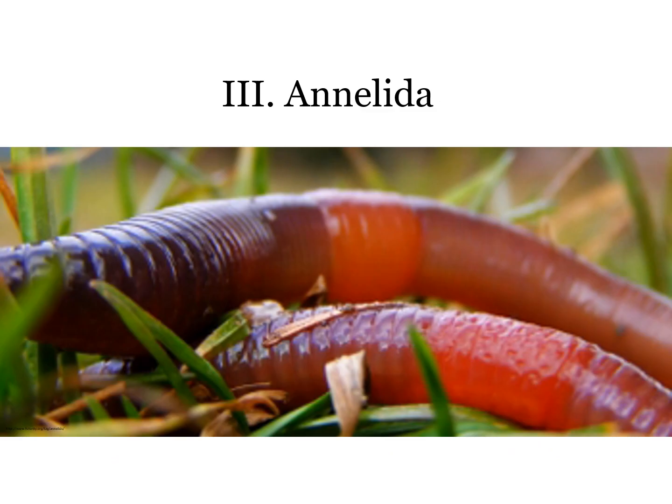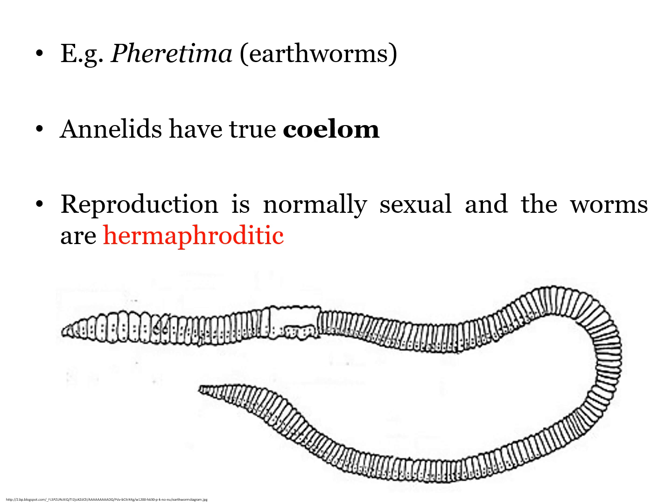Moving on to the next group, Annelida. Examples of animals in this phylum are earthworm and leeches. Let's look at the sexual reproduction in the earthworms or genus Pheretima. A bit of introduction. Annelids are known to have true coelom, which means true body cavity. Similar with the Cnidarians, annelids are also hermaphroditic.